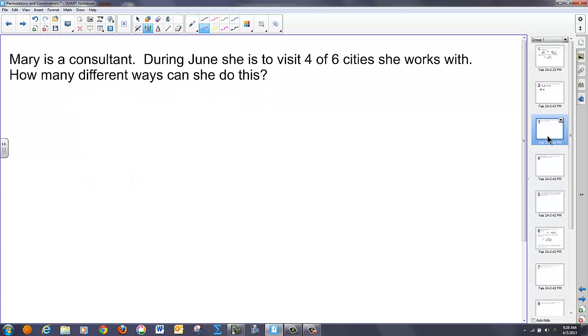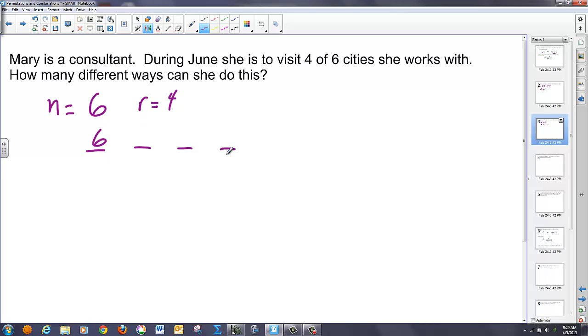Moving forward, so we've got this person, Mary. She's a consultant, and she wants to visit 4 of 6 cities, and we want to know how many ways that she can do this. So the total number, n, in this case, is the 6 cities. The number of different places she's going to visit, or the number of arrangements, the subset, is 4. So if we do this intuitively, once again, there's 4 cities she's going to, and she has a choice of 6 cities to go to first.